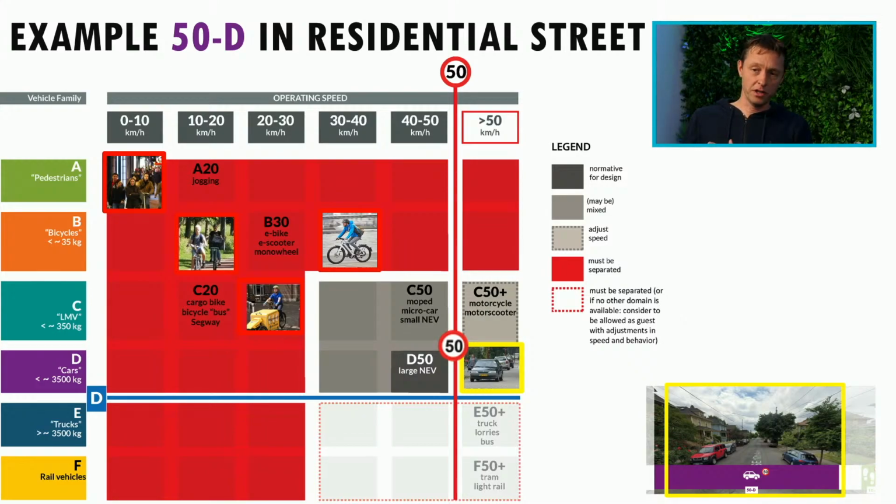And the same, if we go left more than one step, then the differences in speed will be too much. And again, mixing those is not safe. Especially if both the mass and speed are differing too much. For example, with the pedestrian, you end up in the red zone. But even the bicycles and even the cargo bike, they're either too light or too slow to be safely mixed in this 50D domain. So we have a problem here.